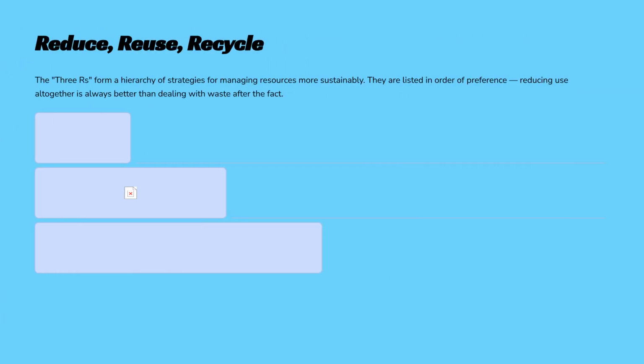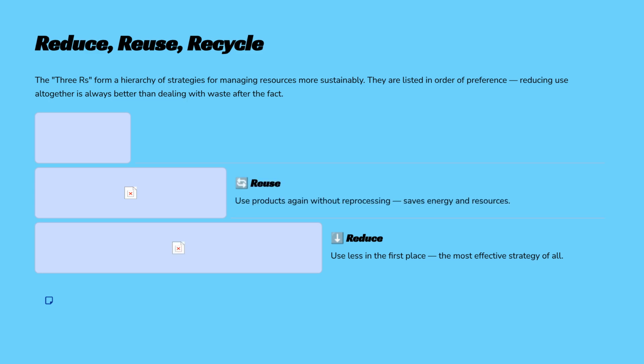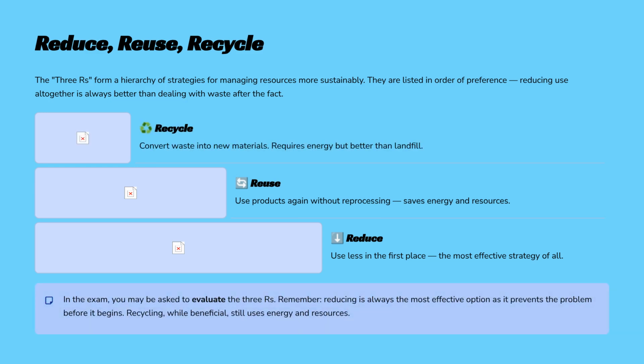The 3 R's, reduce, reuse, recycle, prioritize managing resources sustainably. Reducing use is the most effective strategy. Reusing products saves energy and resources by avoiding reprocessing. Recycling converts waste into new materials. Remember that reducing is the most effective because it prevents the problem entirely.